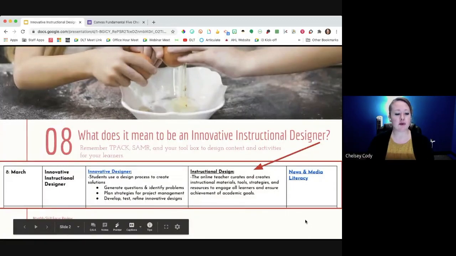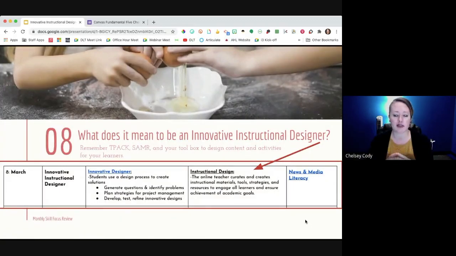And again, you'll see that we're kind of honing in on the teacher portion of the monthly focus. But of course, when you have that innovative instructional design as a teacher, you can inspire your students to have those opportunities to be innovative designers themselves. So we're looking at how this impacts us as instructors, but obviously you could bring that into innovative designer for your students. So what does it mean to be an innovative designer?